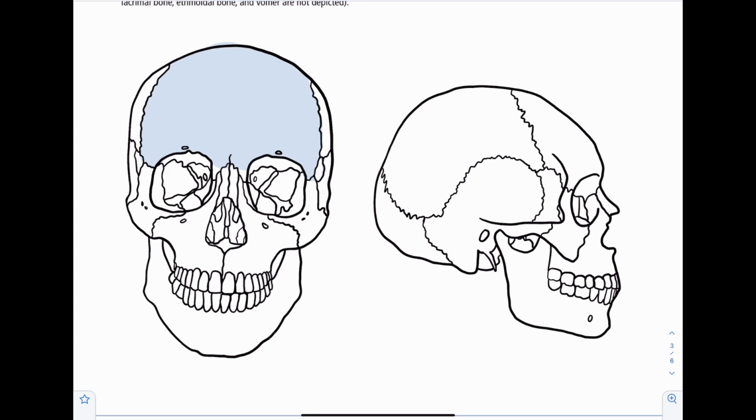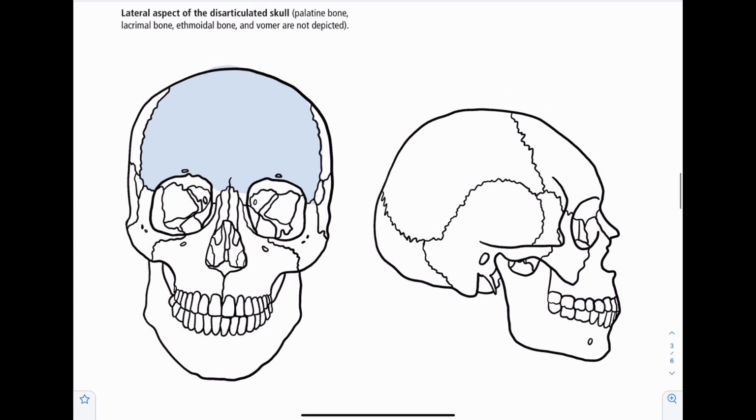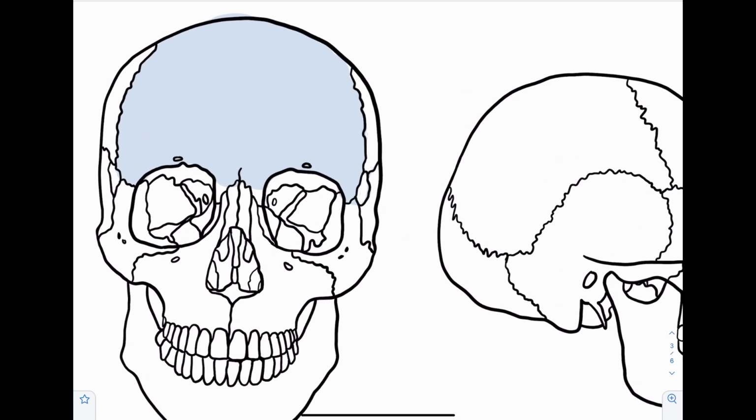What we see here in the frontal bone is that we have these little dots right here. Those little foramens, little notches, are known as the supraorbital notch or supraorbital foramen. Some people have a foramen, which is an actual hole. Some people just have a notch, which doesn't actually go all the way through the skull.